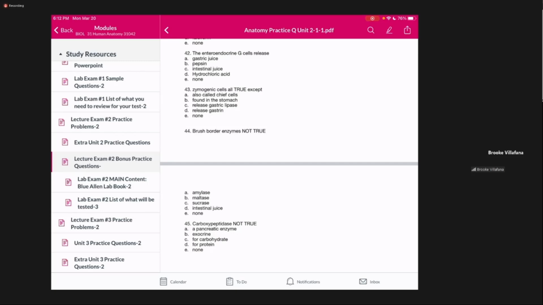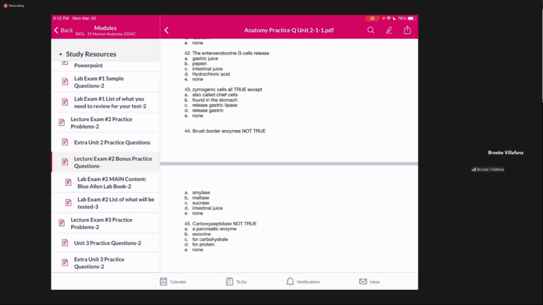If you guys have not studied the enzymes, I would highly encourage you to study the enzymes. They are on the exam quite frequently. I think I counted on my exam, it was 10 questions on enzymes alone. So make sure you guys study that, okay?